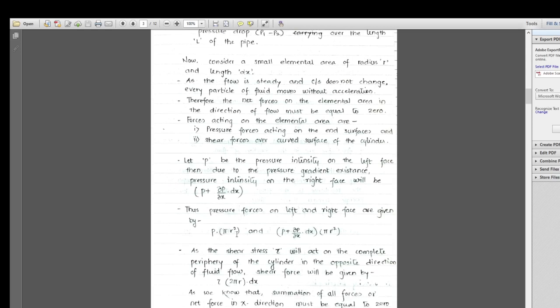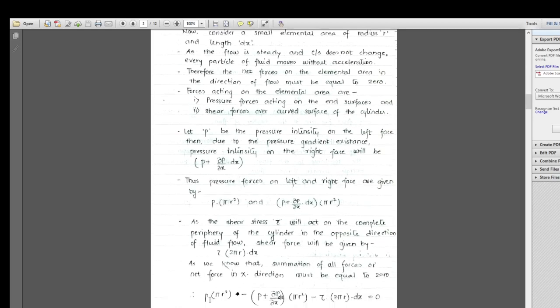P into pi r square is acting towards the right, so it will be positive, that is P into pi r square. Now P plus ∂P/∂x into dx, into pi r square, this force is present on the right-hand side and it is acting towards the left. Therefore, it will be negative. The shear force acting in the opposite direction of the fluid flow will also be subtracted.